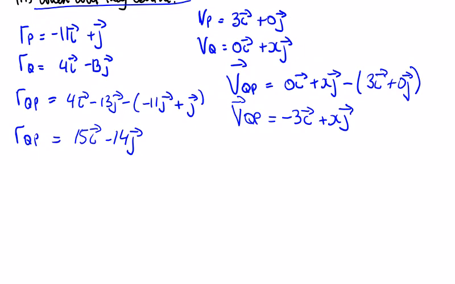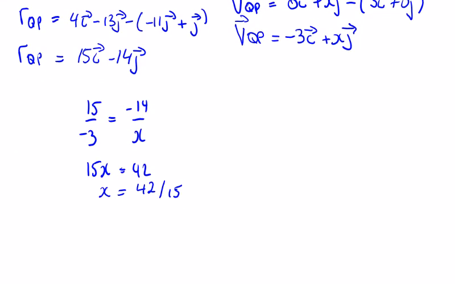And similar to the last one, this is the ratio of the i's and j's, so 15 over minus 3 has to equal minus 14 over x. So 15x is equal to 42. x is equal to, oh, not 45, 42 over 15. What does that work out to be? Just 14 over 5. You could write that as 2.8 if you want.